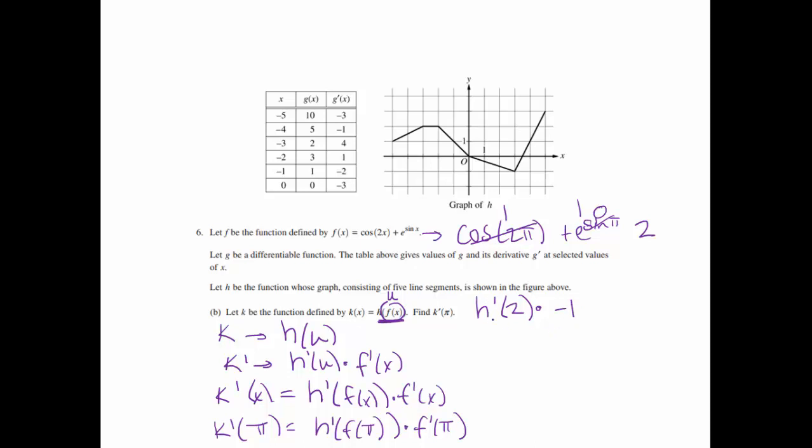Okay, and now I'm still not done. H prime of 2, if I look, here's the h graph, h prime at 2, it's this point right here. H prime is the slope, and if you look at the slope of this line, it goes down 1 over 3. So the slope of this right here is going to be negative 1/3 times negative 1, which is 1/3. Okay, we would get 2 points for this part. We're going to get 1 point for getting the formula for the general derivative, and then we get 1 point for getting that right answer.